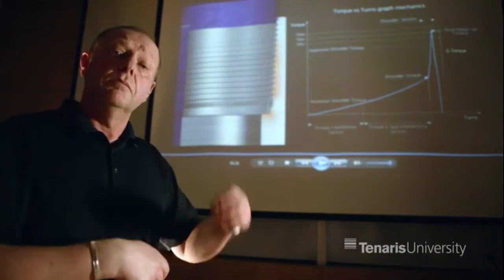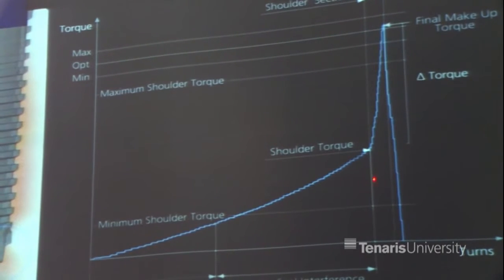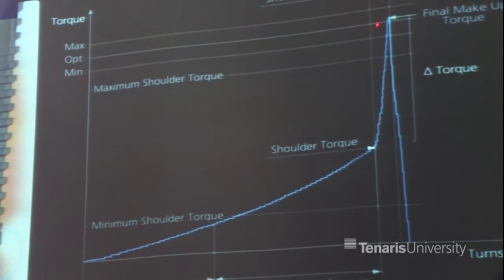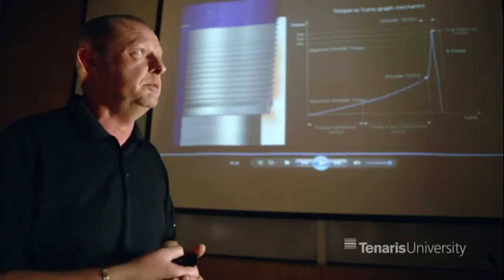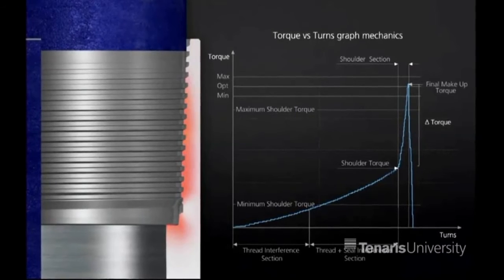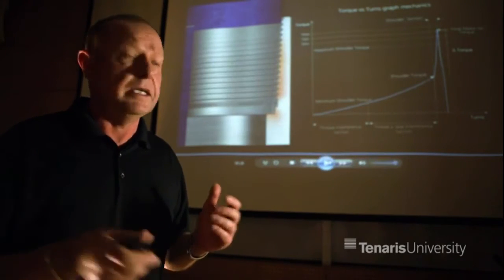So back to the graph, we've reached shoulder torque and it's within parameters. We've then got our linear build to final makeup torque, and as you can see there's a minimum, a maximum, and as discussed this one's actually hit just above optimum torque, which is the perfect place to be finishing with the torque application. Thereafter, this is just the drop off where there's no torque being applied after that.